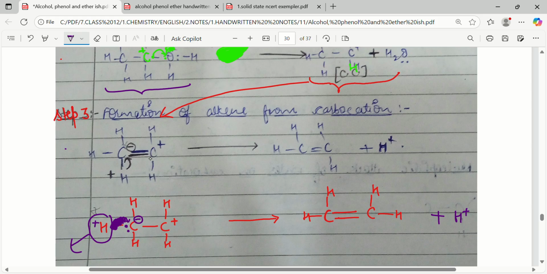And as I said, Nikita, whenever negative and positive come nearby, it results in the formation of a bond. Exactly. So in the end, negative and positive lead to the formation of a bond, which at the end results in the formation of this beautiful alkene. Got it? Yes, sir. I believe, Nikita, this mechanism was a bit easier than the earlier one, right? Yes, sir.